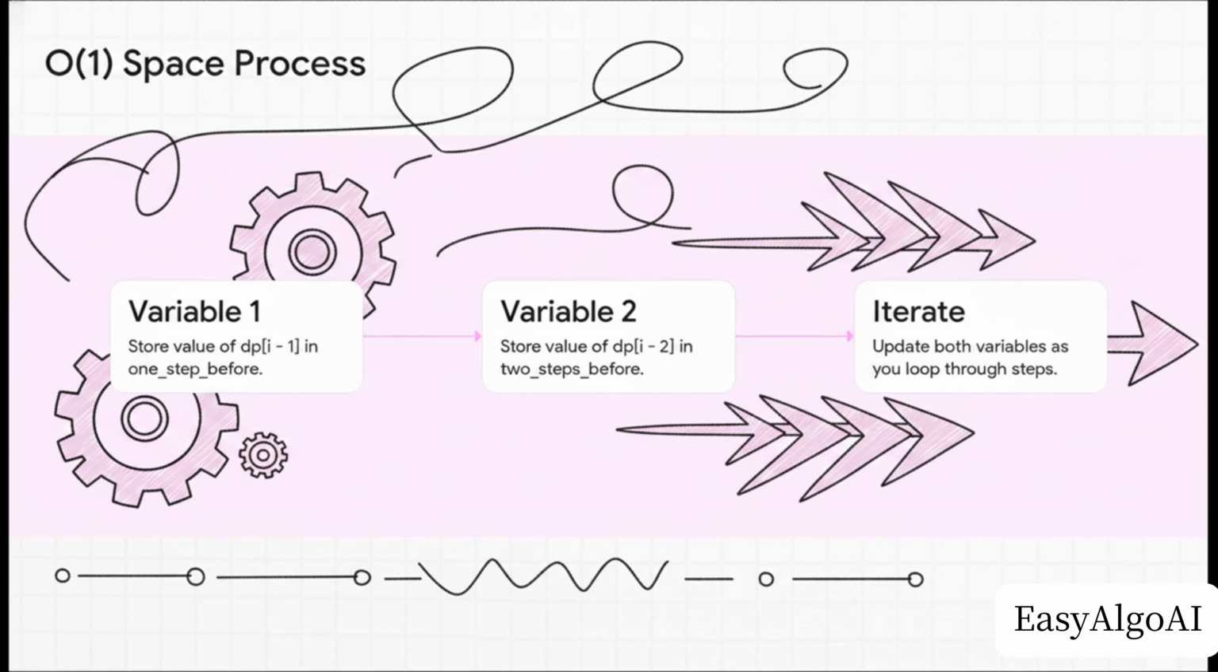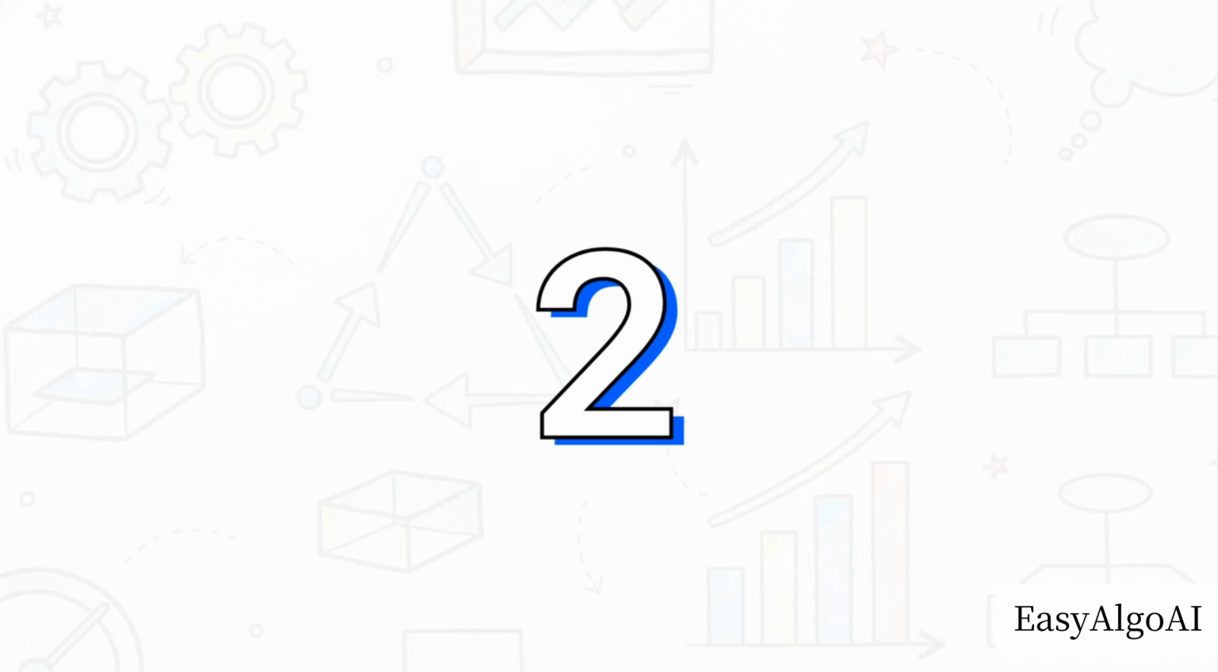As we loop through the steps to build our solution, we just update these two variables. They essentially slide forward, always holding the values for the immediate previous two steps. This elegant two-variable sliding window is the absolute optimal state for this problem.